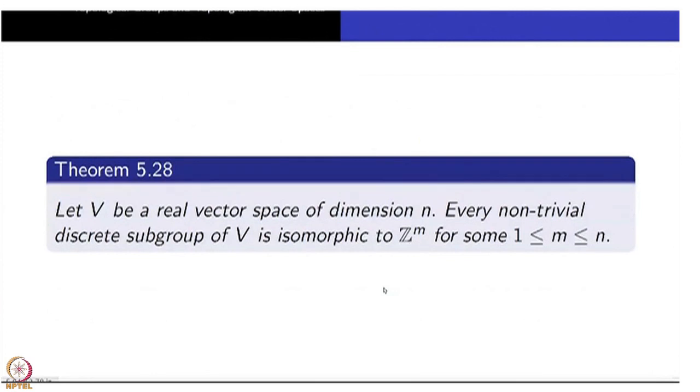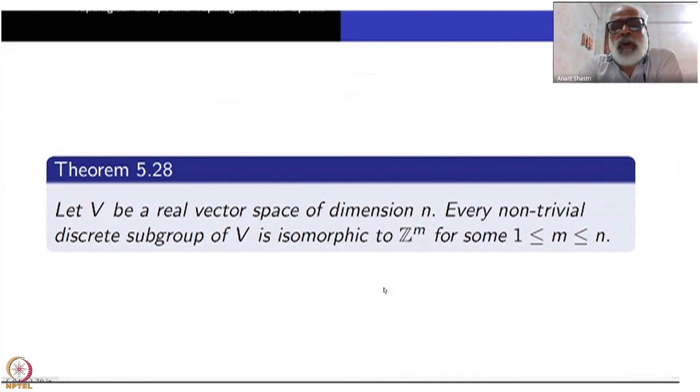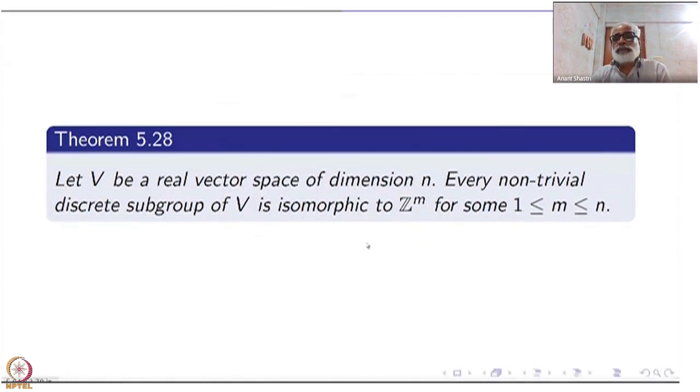Let V be a real vector space of dimension n. Every non-trivial discrete subgroup of V is isomorphic to Z^m for some m less than or equal to n. Non-trivial, I assume, so 1 is less than or equal to m less than or equal to n. If n is 1, we have already proved it in the previous lemma. So the idea is to use induction.